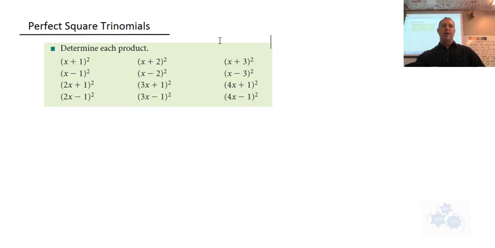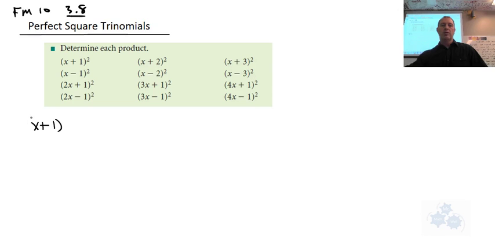Okay, so in Foundations of Math 10, in 3.8, we see that we are factoring some special polynomials. One of the special polynomials that we're going to run into is called a perfect square trinomial. So in order to show you what a perfect square trinomial looks like, what we're going to do is evaluate or simplify some of these, expand these out.